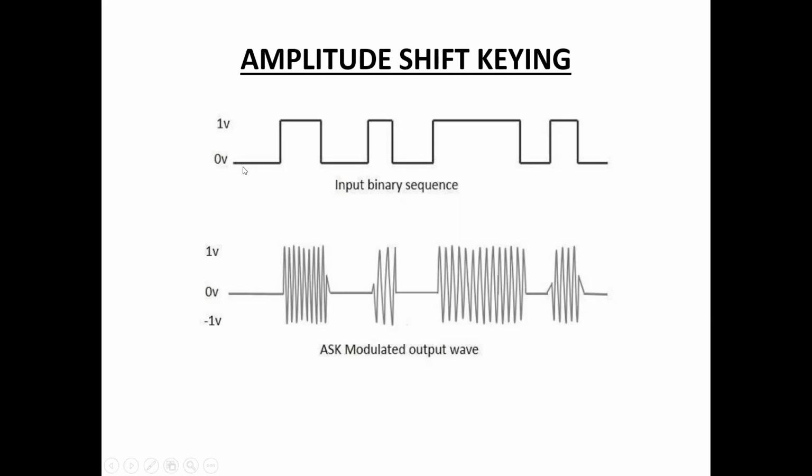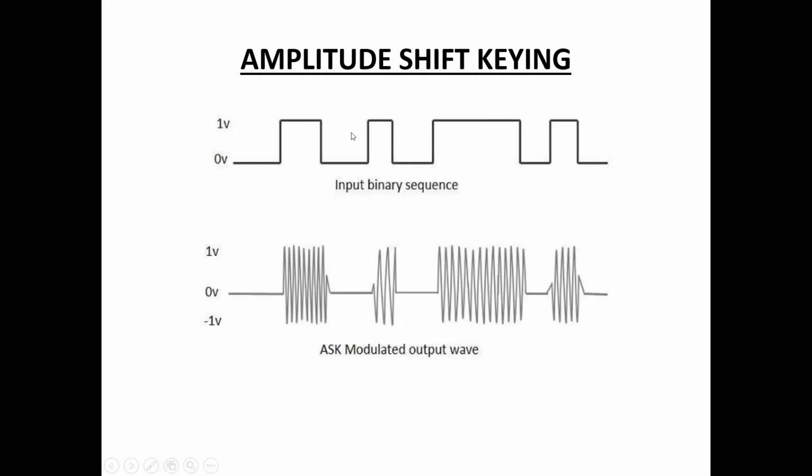See here, zero input gives a zero value, and the next input, one, gives a carrier output signal. Next, zero gives a zero value, and next one gives a waveform carrier output. Next, zero means no output, and the next input, one, gives a carrier output. Next, zero, no output wave. If the input is one, then there is a waveform carrier output.